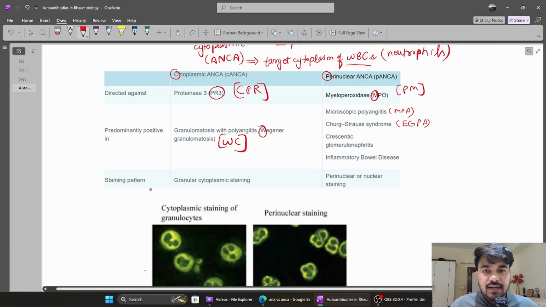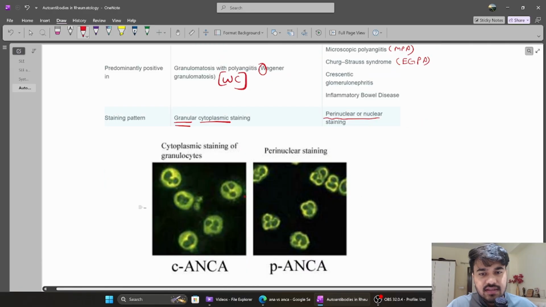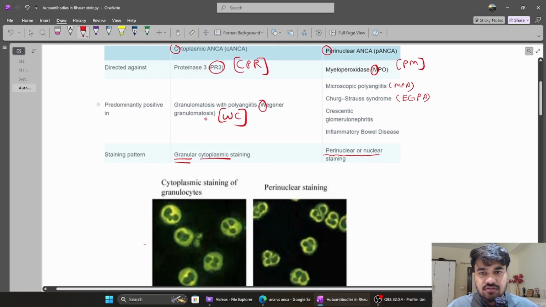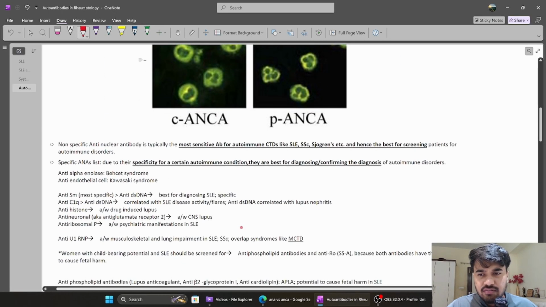Now moving on to the staining pattern, C-ANCA have a granular cytoplasmic staining. Of course they are cytoplasmic, hence they will have granular staining, while perinuclear ANCA has perinuclear or nuclear staining. So this is quite evident from the name itself. Now these are the images of the immunofluorescence staining pattern of C-ANCA and P-ANCA. The image itself is not important. What you need to remember is this table, right? So what are the target antigen and what is the disease in which they are positive. This is just for reference, not that important.